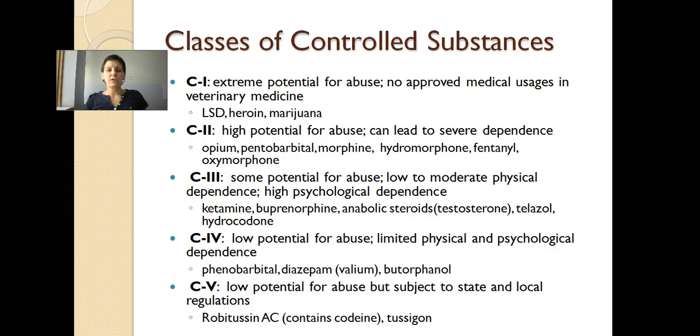Class 2 through 5, gradually the amount of physical dependency that might be expected is decreased. When you get closer to Class 5, it is less likely that a patient might become dependent on that. There are also examples of the medications that you might commonly see being used in veterinary medicine provided for each one of these classes, although you will not be required to memorize which drugs are in which controlled substance class.